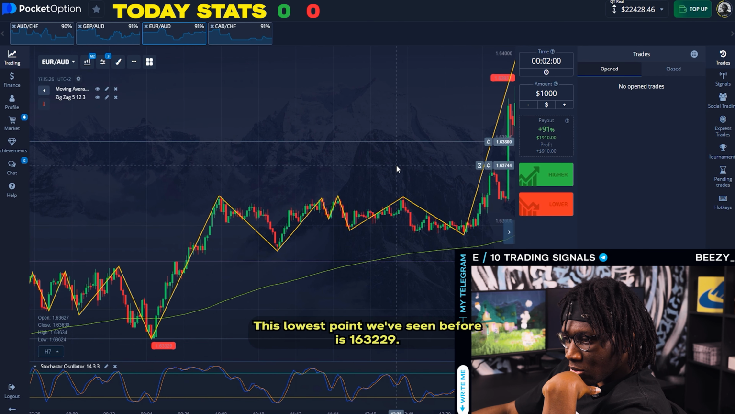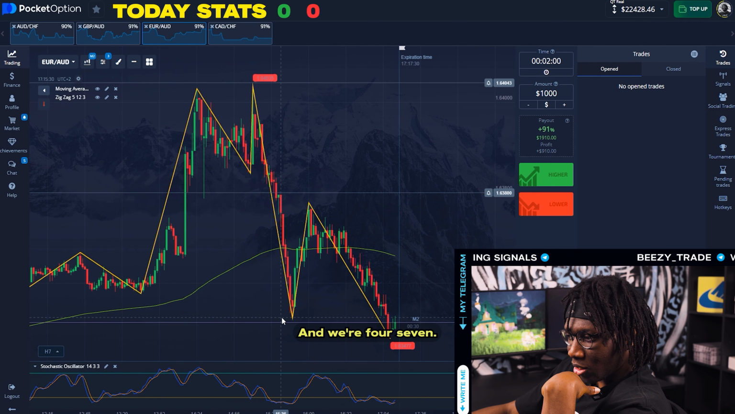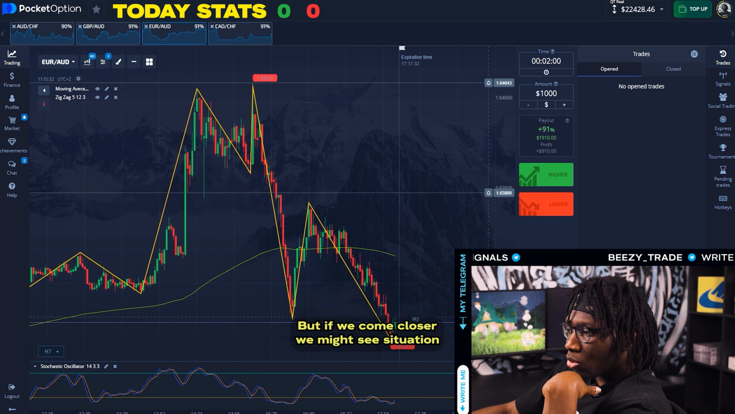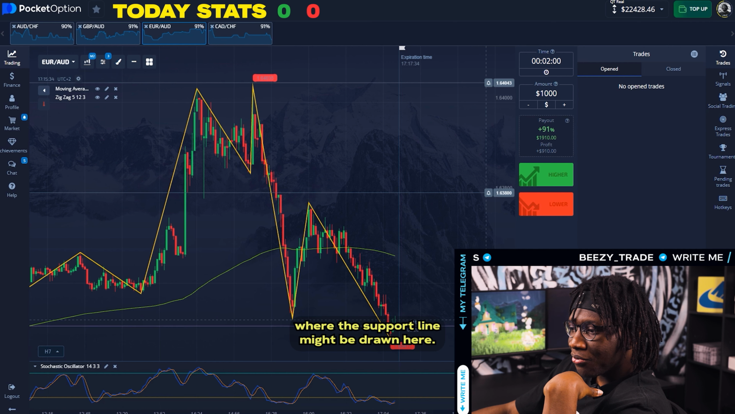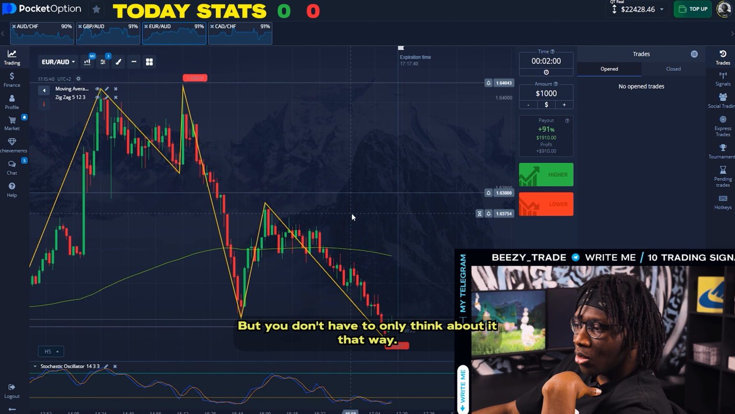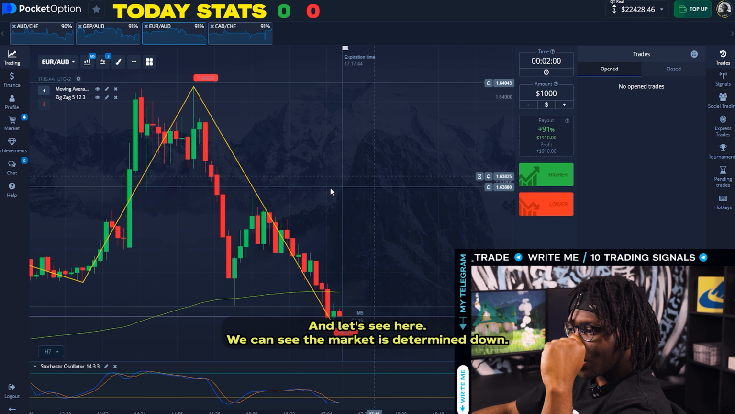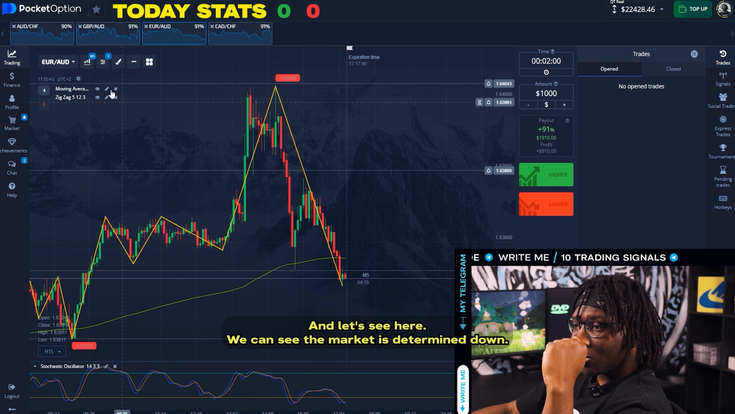Because the lowest point we've seen before is 163.229, and we're on 47 right here. But if we come closer, we might see a situation where the support line might be drawn here, and that's where we're seeing that bounce. But we don't have to only think about it that way. Let's go to our M5 and let's see. Here we can see the market is diving downwards.